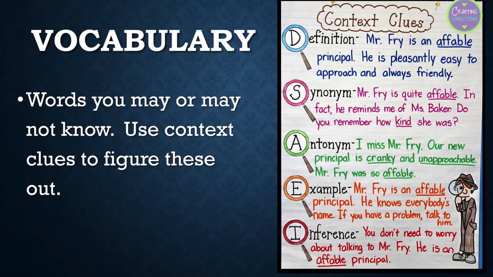Mr. Fry is an affable principal. He knows everybody's name. If you have a problem, just talk to him. And an inference, which is when you, as I said before, use your brain to figure out something you don't know, it's not all mentioned directly in the text. You don't need to worry about talking to Mr. Fry. He is an affable principal. See, I know from the example of him being an affable principal that I don't really need to worry about that. I can just go up and talk to him since I know he's affable. He is kind. He is approachable.